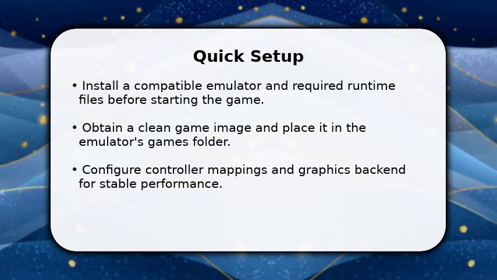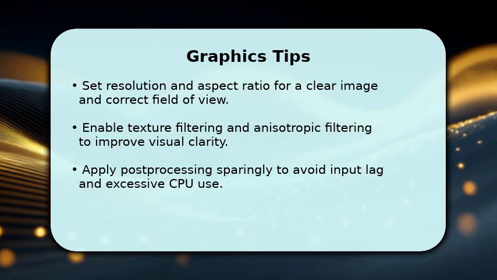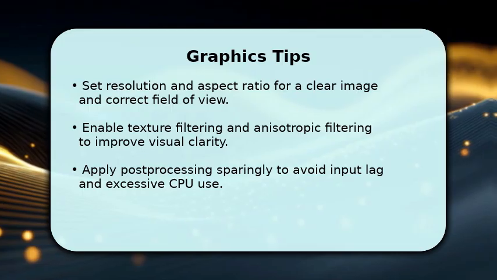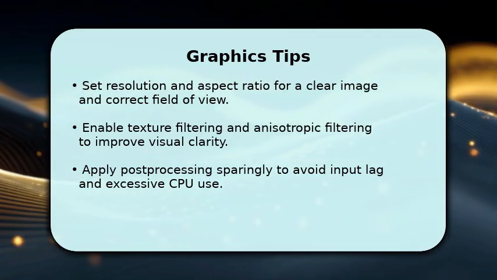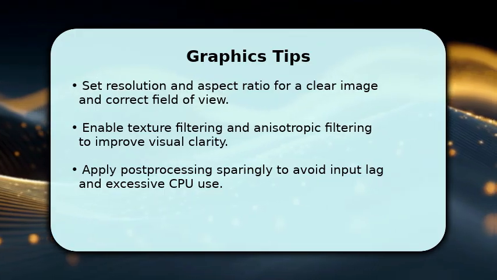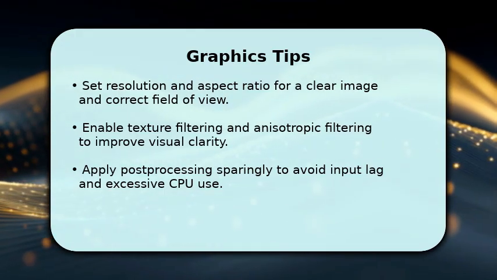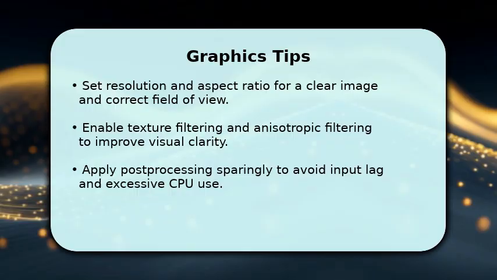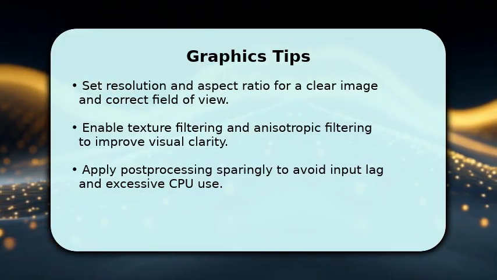Start by choosing your target resolution and aspect ratio to match your monitor and preserve intended visuals. Enable texture filtering and anisotropic filtering to sharpen surfaces without changing art. Adjust shader and post-processing options conservatively to keep frame pacing steady. If performance dips, reduce internal resolution or disable costly effects. I'll explain which toggles are safe and which ones to avoid so you can balance looks and smooth gameplay.